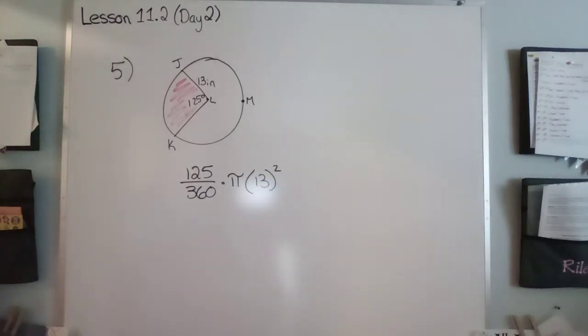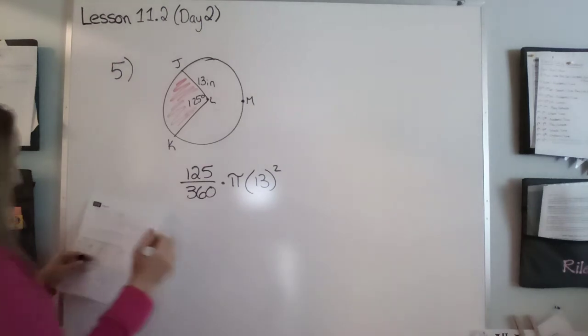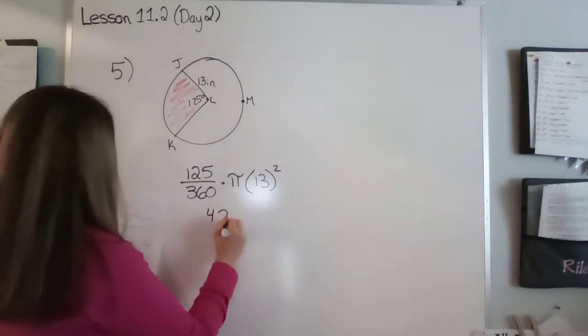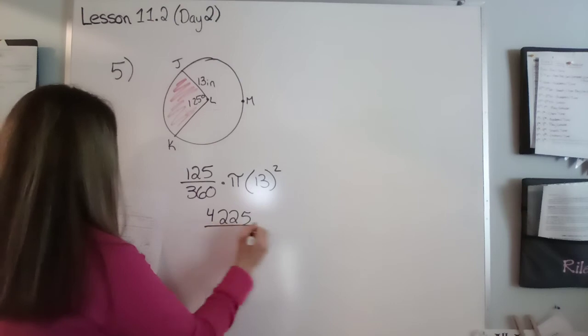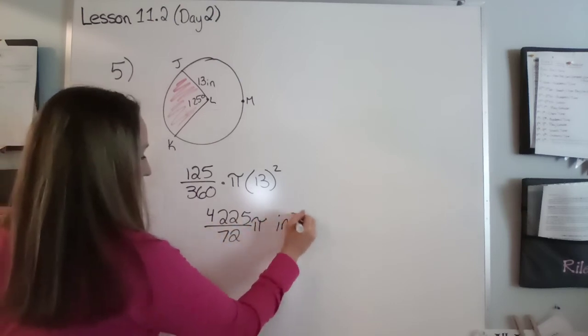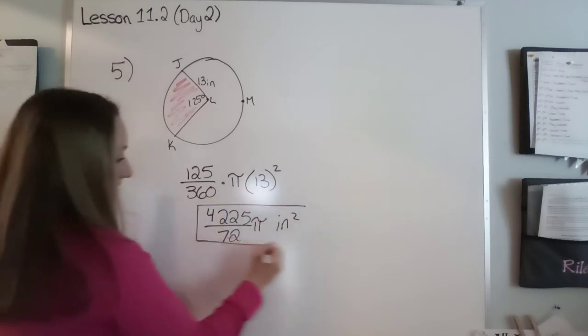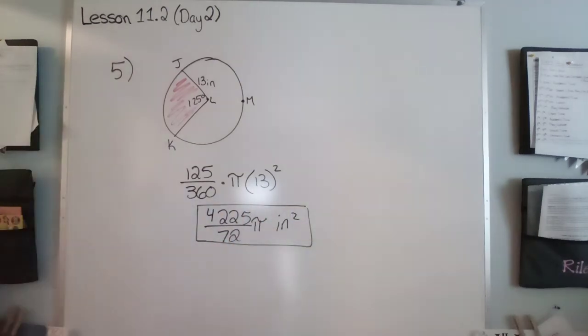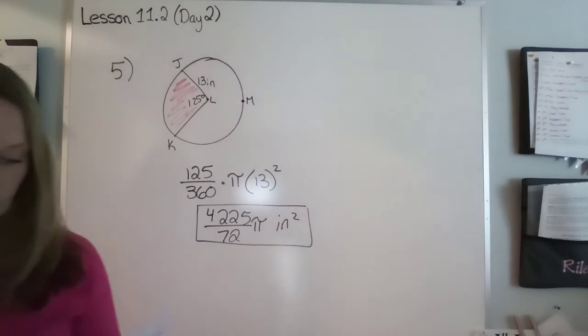Okay. So when you multiply 13 squared times 125 and then over 360 and simplify, kind of condensing and doing it all together, you get 4,225 over 72 pi inches squared. Now that would be the exact answer. If my directions asked for an approximation, that's approximately 184.35 inches squared. Okay, but that's the exact answer. All right, so that's problem 5.